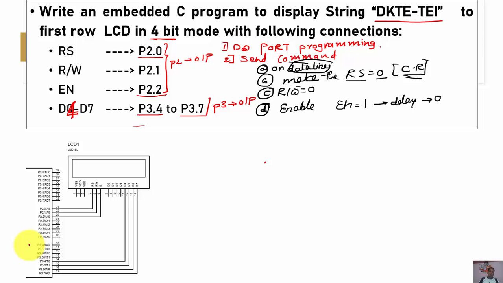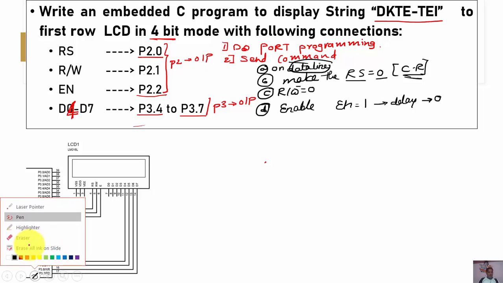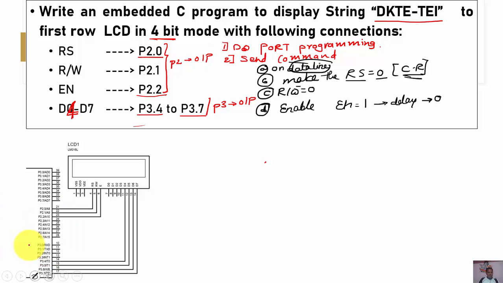Once we have sent the appropriate commands, at a later stage we have to send data. In order to send the data, it is simple, as usual: copy the data on the data line. This is the first stage. Then second, make the RS pin equal to 1.